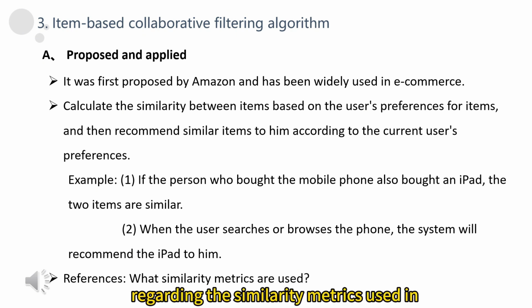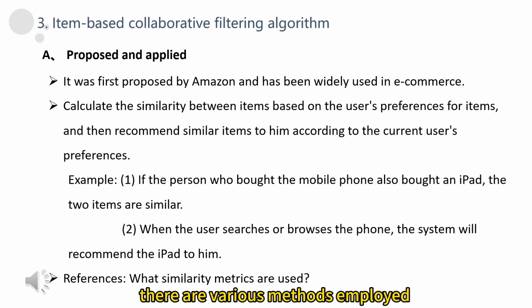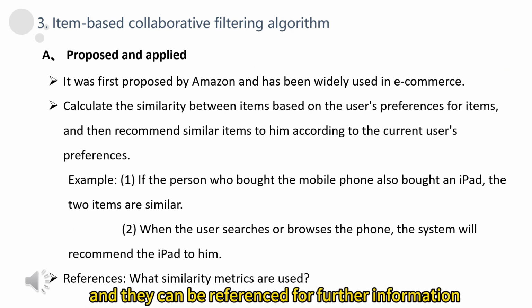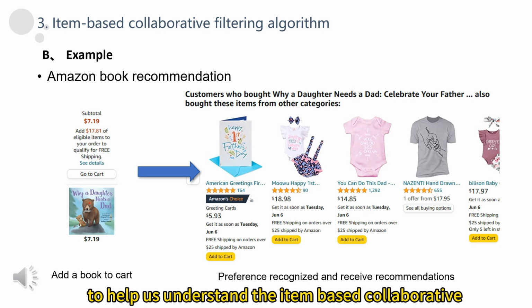Regarding the similarity metrics used in collaborative filtering, there are various methods employed, and they can be referenced for further information. Let's take a look at an example to help us understand the item-based collaborative filtering.